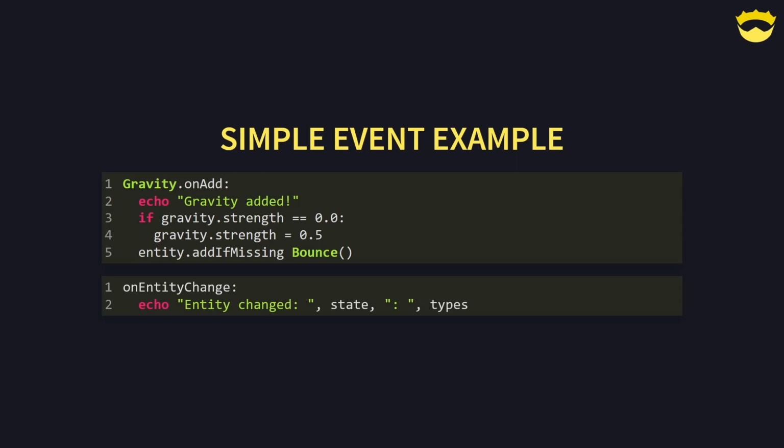And below we've got the onEntityChange event. So this gets triggered globally for any changes to entities, and you can use this for debugging or whatever state changes you need to monitor.